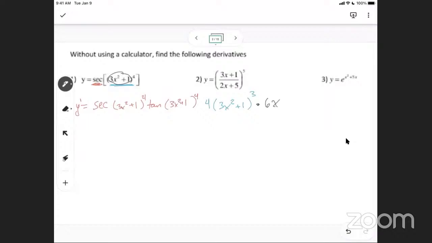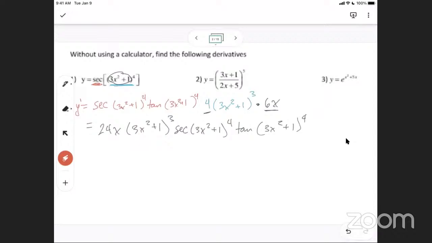And then maybe clean that up a little bit. We can take this 4 and that 6x at the very least and put them together and move all of that to the front. So that's 24x times (3x squared plus 1) cubed times secant of (3x squared plus 1) to the 4th, tangent of (3x squared plus 1) to the 4th. I think that's as far as they would want you to go here. They don't want you to expand this out, do they? I would think not for that one. I don't really see that much of an advantage in expanding that out.